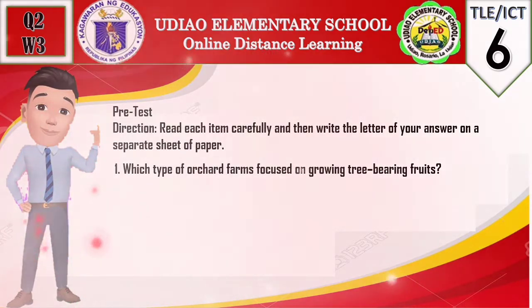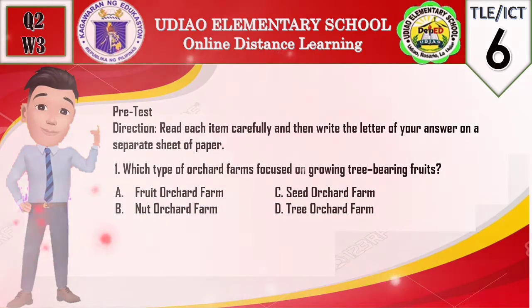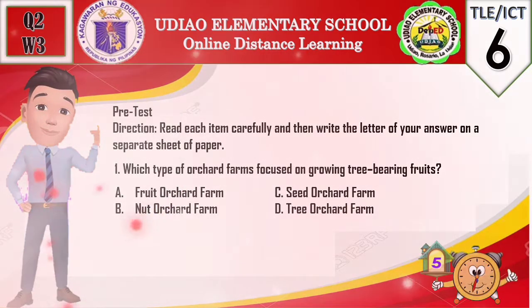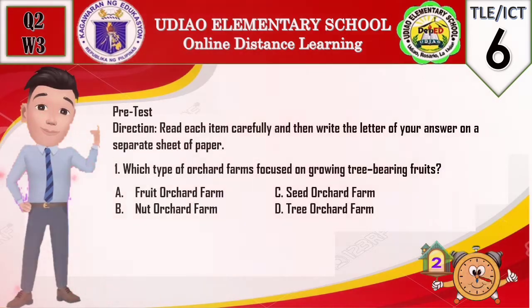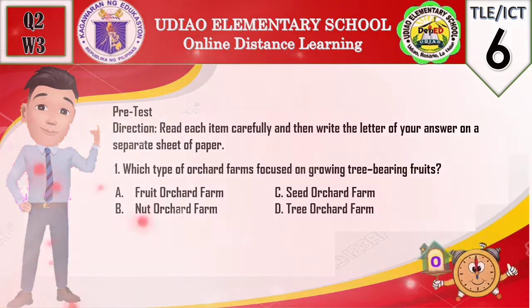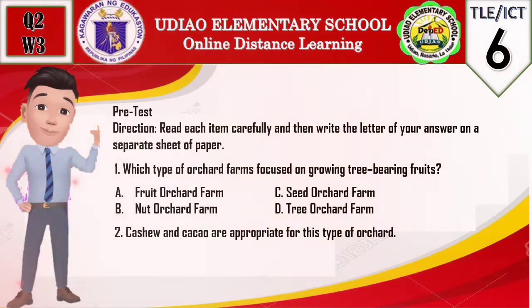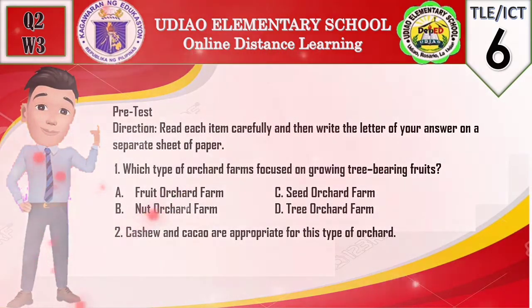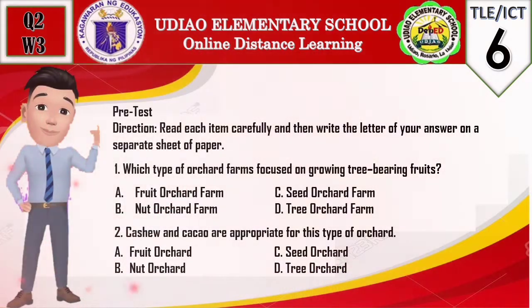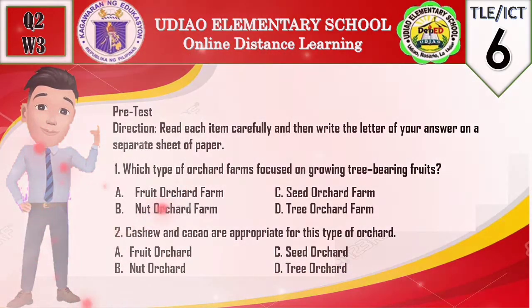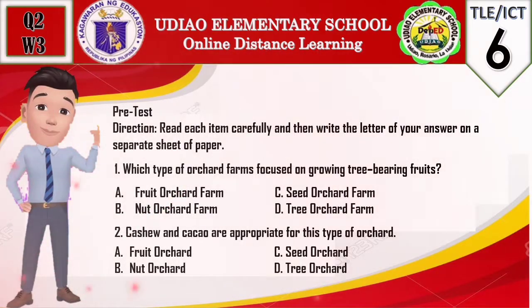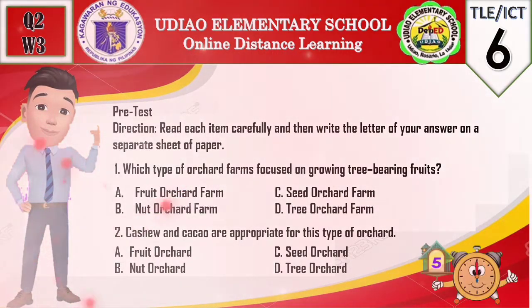Number 1. Which type of orchard farm focuses on growing fruit-bearing trees? A. Fruit orchard farm. B. Nut orchard farm. C. Seed orchard farm. D. Tree orchard farm. Number 2. Cashew and cacao are appropriate for this type of orchard. A. Fruit orchard. B. Nut orchard. C. Seed orchard. D. Tree orchard.